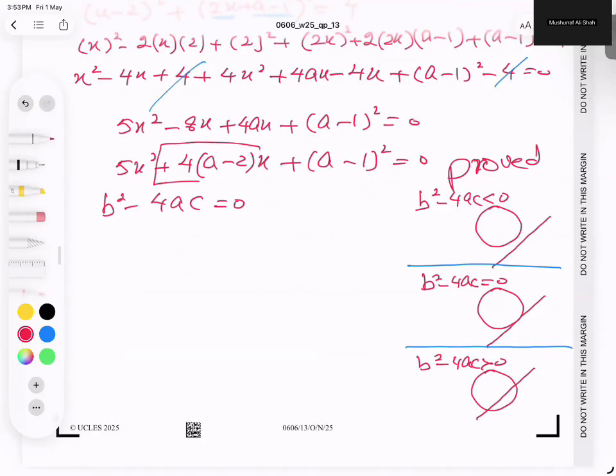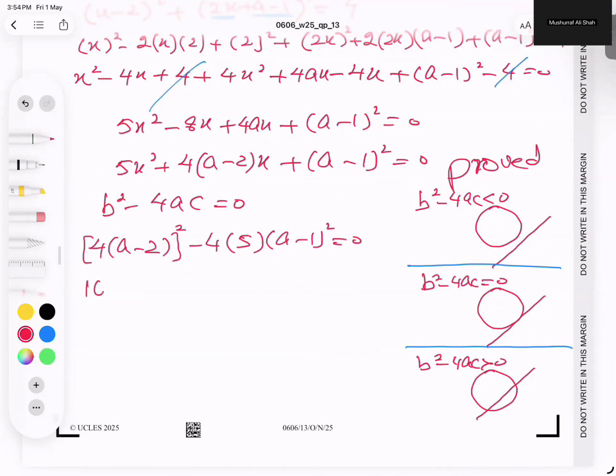What is b? This completely is called b. A is 5 and c is (a minus 1) whole square, equals 0. Square of 4 is 16. And here (a minus 2) whole square, and negative 20 (a minus 1) whole square equal to 0. So students, I have two options, expand the squares or save the time. I think expanding the square is better, because saving means bring the other side, take a root of both sides, no problem. We can solve even that way, okay?